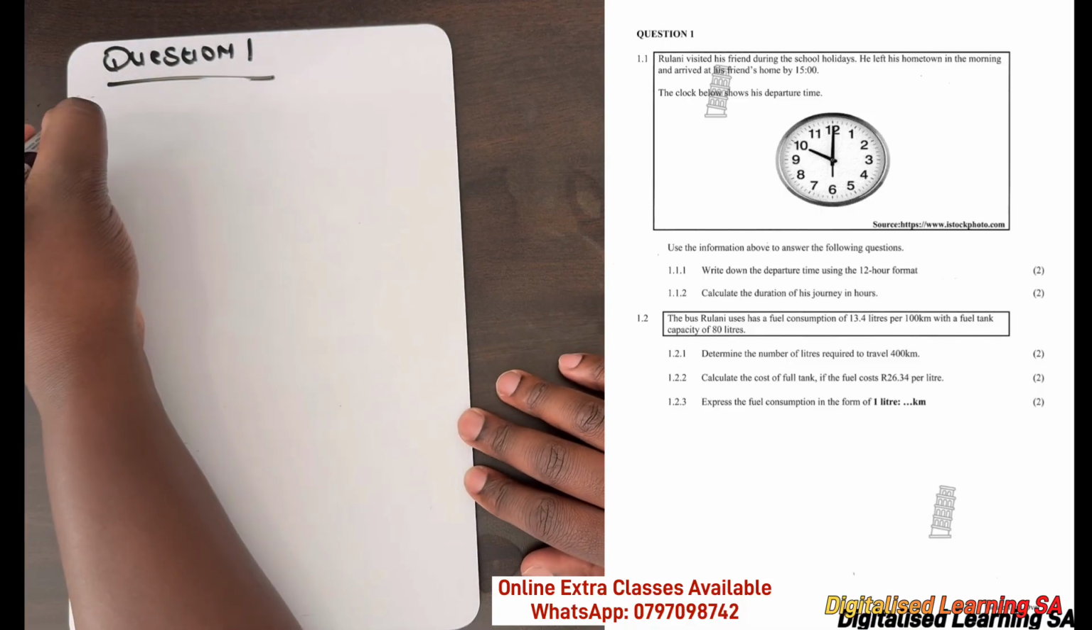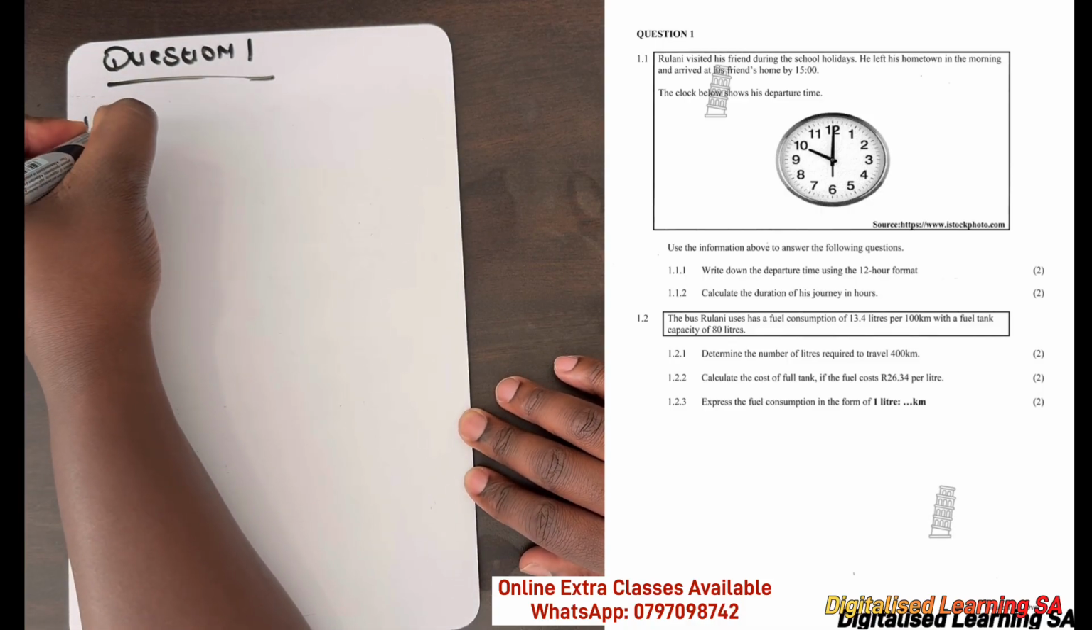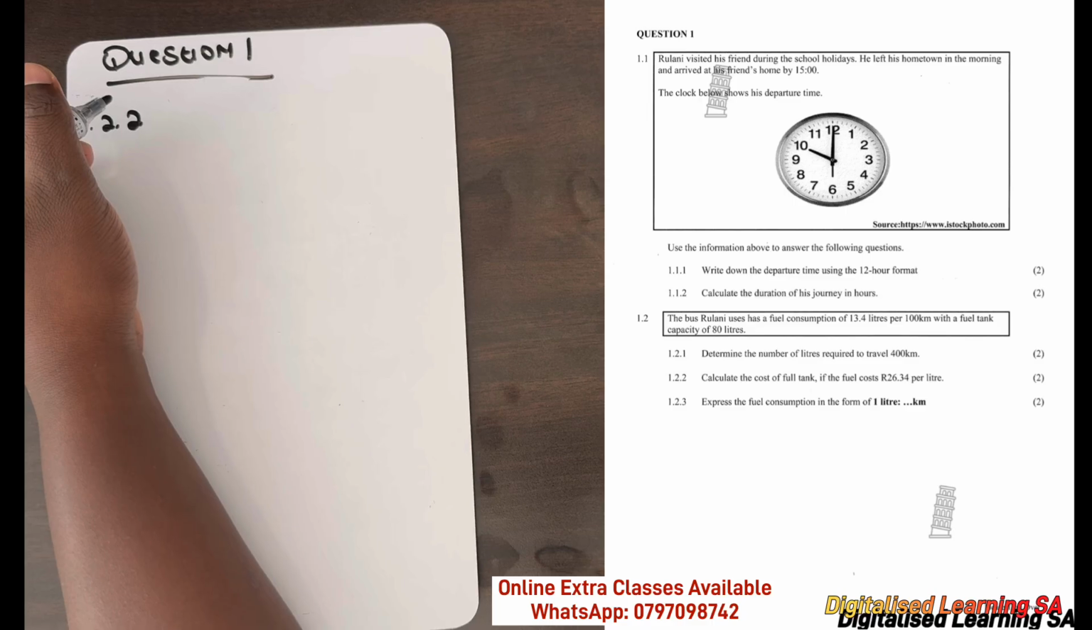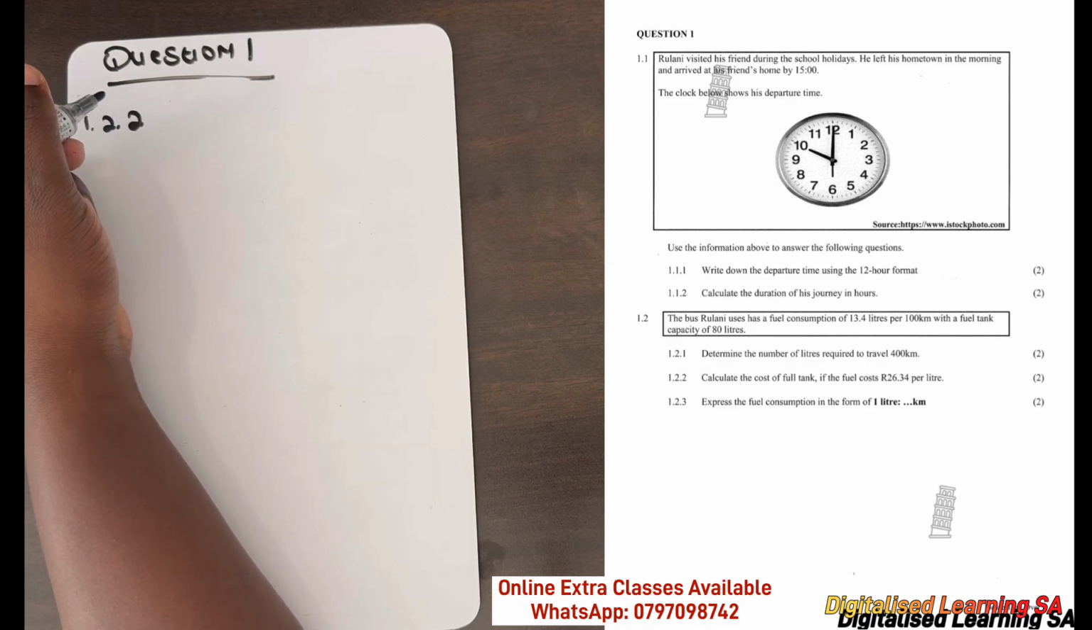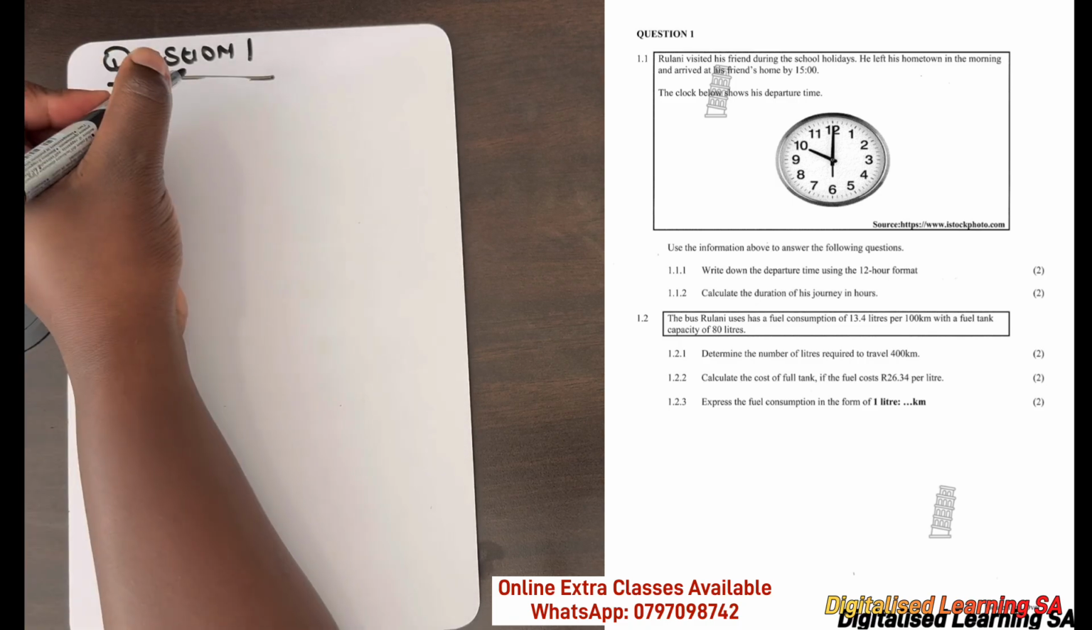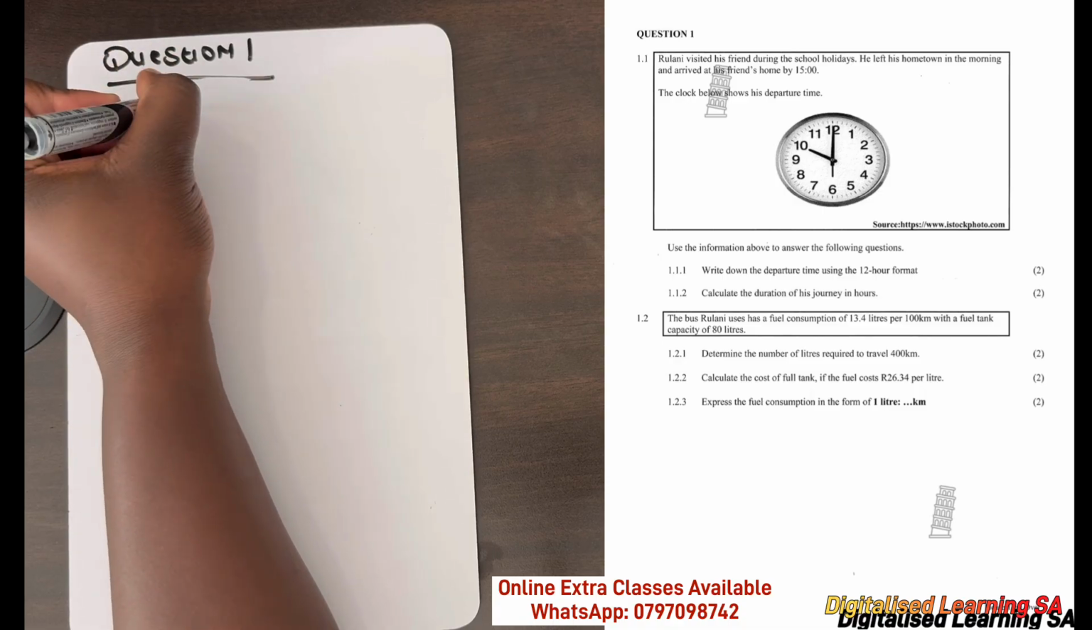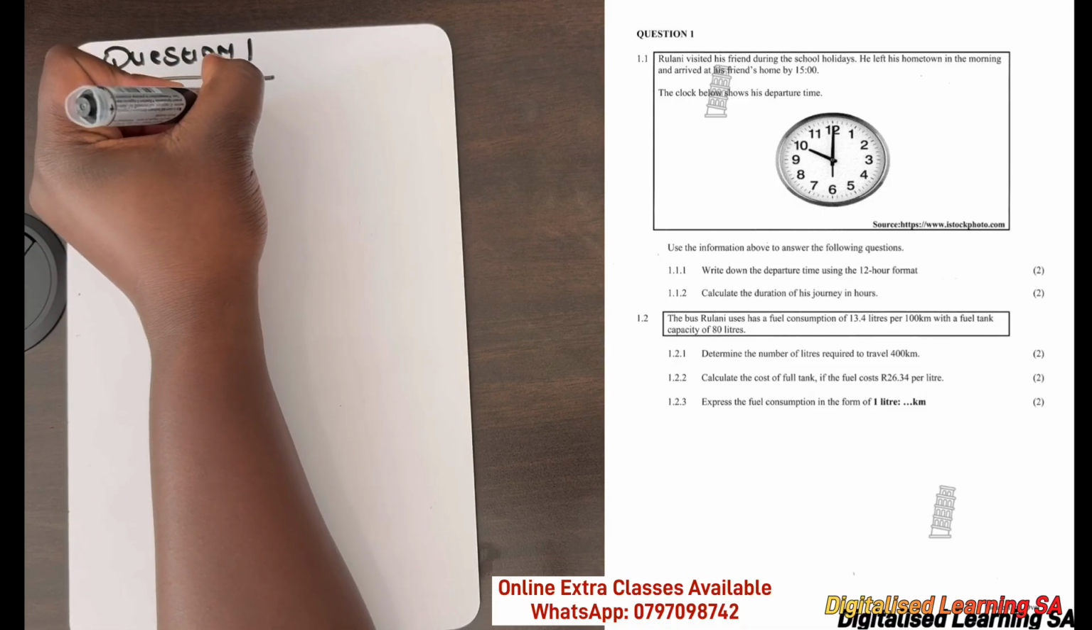Okay, so now we will be moving to question 1.2.2. Question 1.2.2 says: calculate the cost of a full tank if the fuel costs 26 rand 34 cents per liter. To calculate the full tank, we first need to check the fuel capacity of the bus.